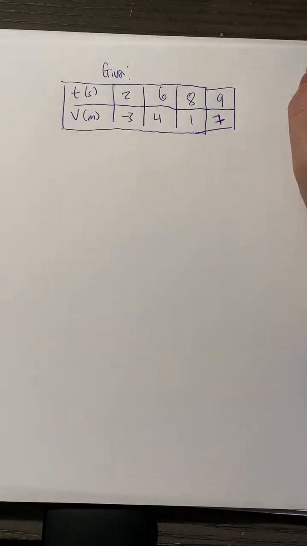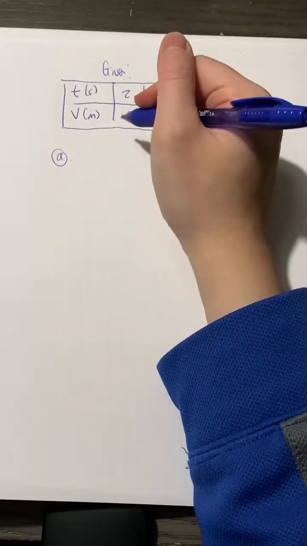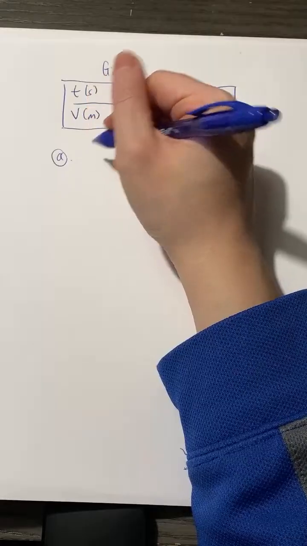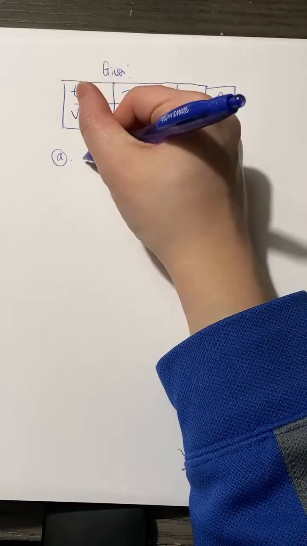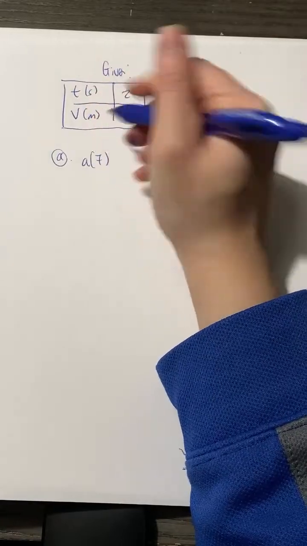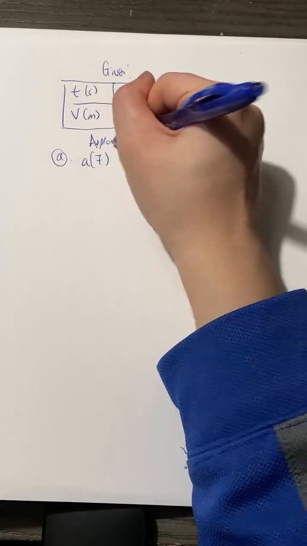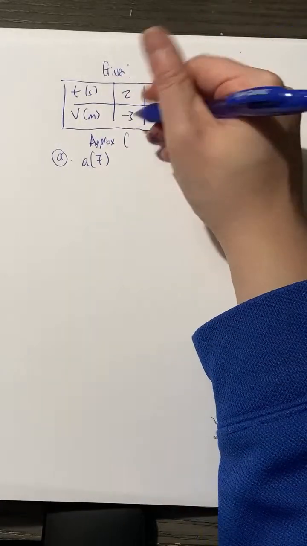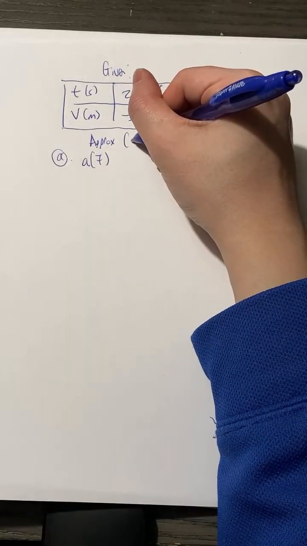And then we are going to answer the following questions. So the first question in these table frqs is usually approximating a derivative, which in this case is a. So they'll say like approximate a of 7 with correct units. Indicate units of measure is what they say.